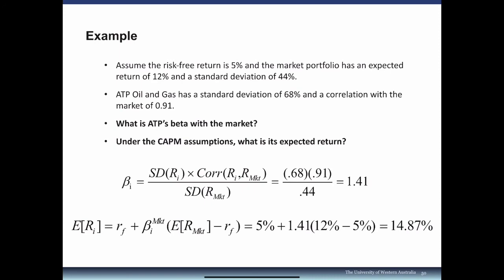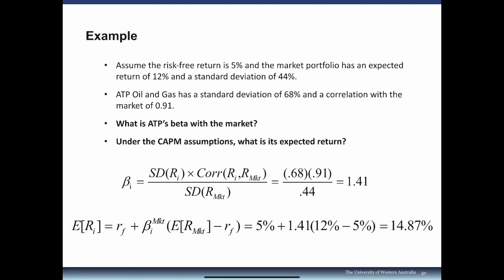All we need to do is just identify the element and plug everything in. Equals 5% plus 1.41 times 12% minus 5%. So in this case, the market portfolio has an expected return of 12%, the risk-free return is 5%, just an extension. Given the market portfolio has a return of 12% and the risk-free rate is 5%, what is the market risk premium? The market risk premium is 12 minus 5, which is 7%, right?